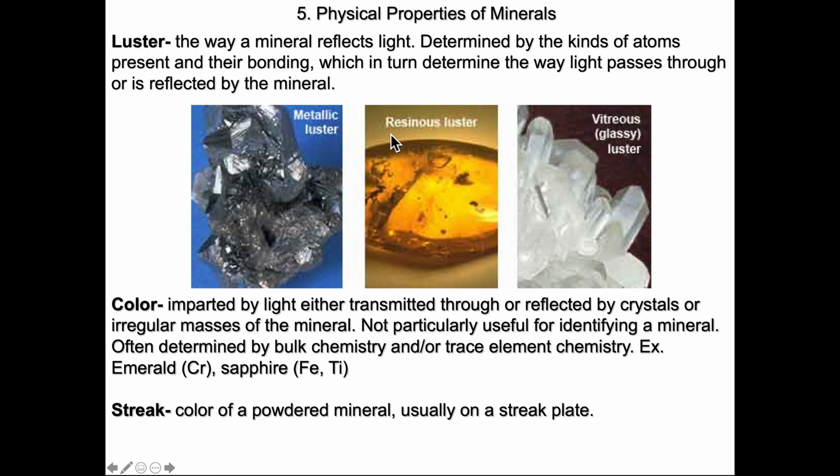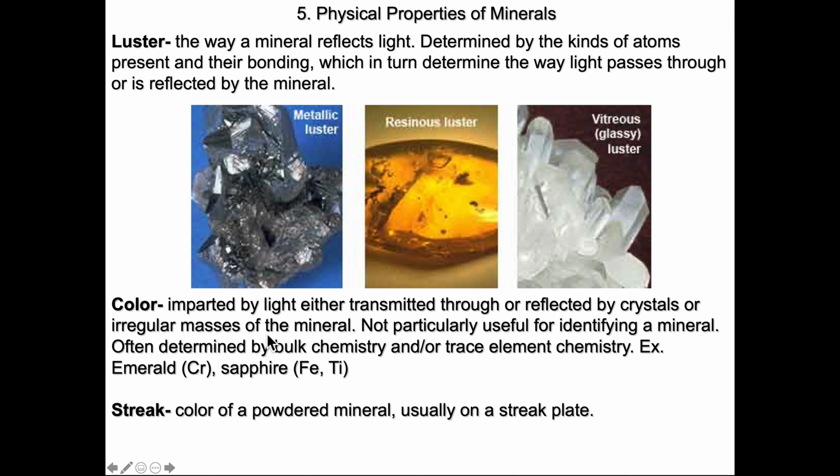Resinous luster looks like resin. Here we have an example of amber, which is fossilized tree sap. So this resinous luster allows us to see into the amber. Lastly, here we have vitreous, which means glass, therefore glassy luster. And the example is a rock crystal or quartz. Now, other things are called rock crystal too, so beware. That's not a real geological term, but you'll see it very, very often, particularly at rock shops and all kinds of stores that sell junk.